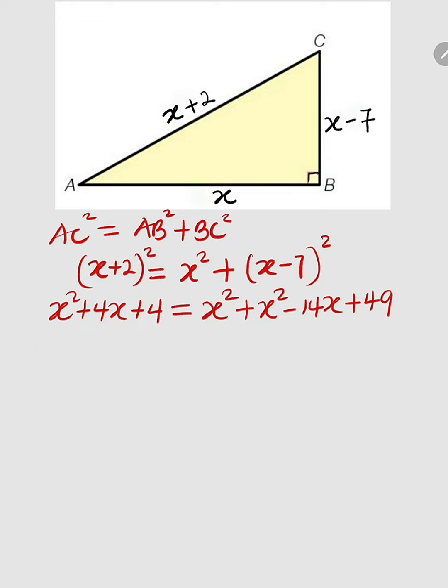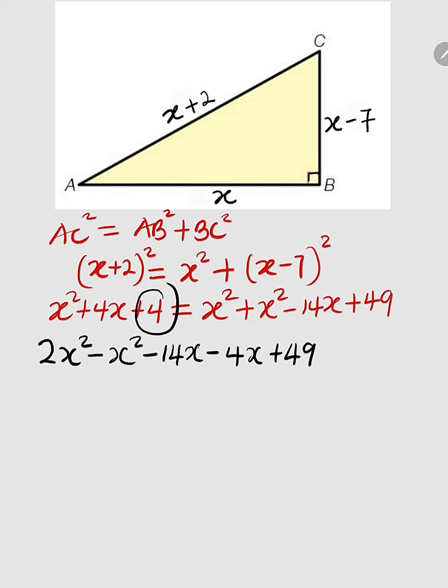To the right hand side, you can see x squared plus x squared is 2x squared. So let me write that first. We have 2x squared. If you take this one to the left, it becomes negative, so we have negative x squared. Then we have negative 14x. This is positive 4x; if it crosses over, it becomes negative 4x. And we have 49 here. Plus 49. If this crosses over, it becomes negative 4.